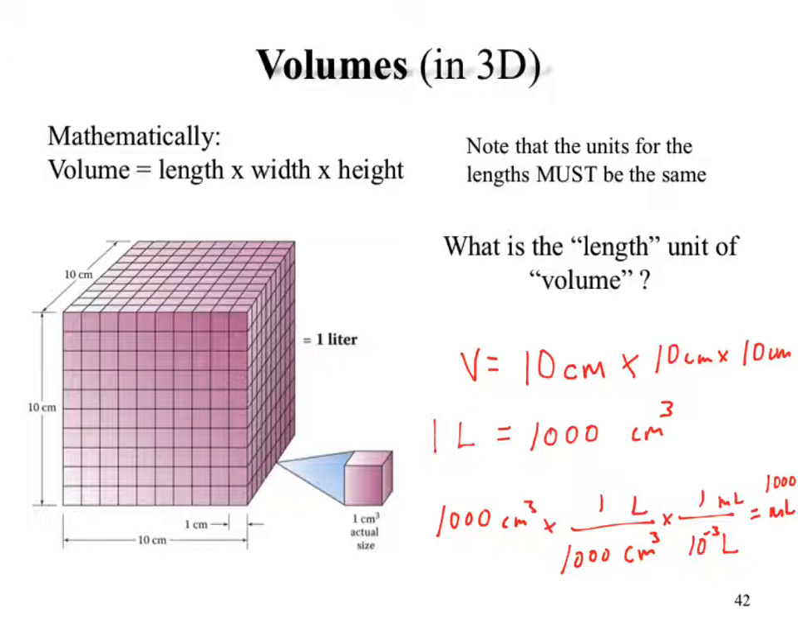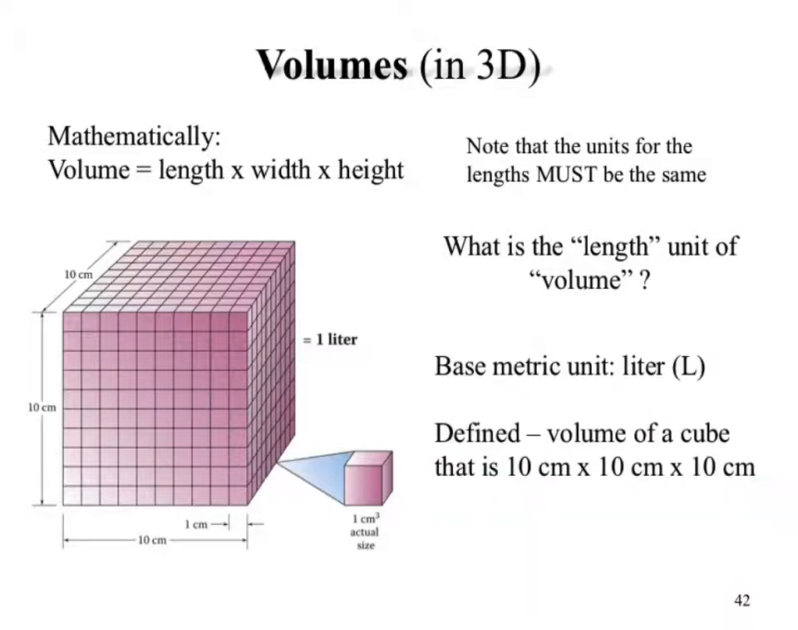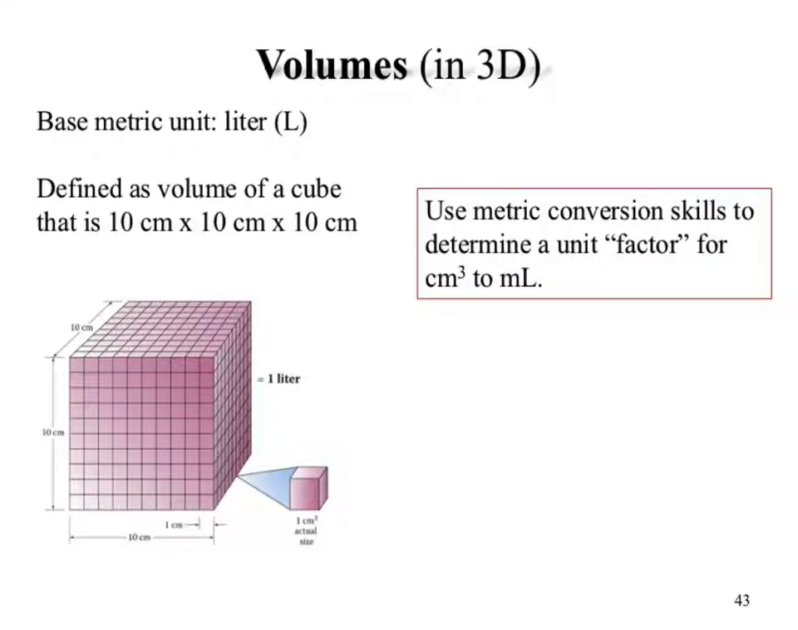This is why the metric system is better than the American system. We have neat little relationships between them that allow us to do these conversions. So, kind of neat. Our base metric unit, or core metric unit, is liters, and it is defined as the volume of a cube that is 10 centimeters by 10 centimeters by 10 centimeters. We just did that.